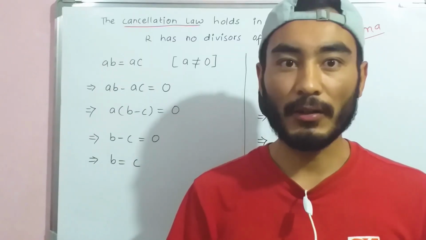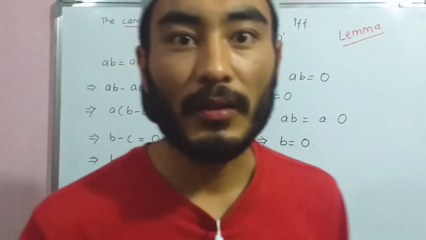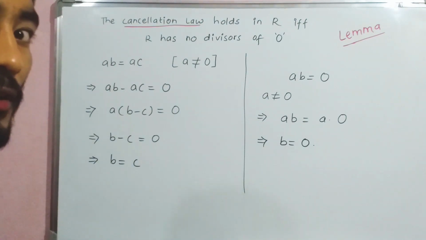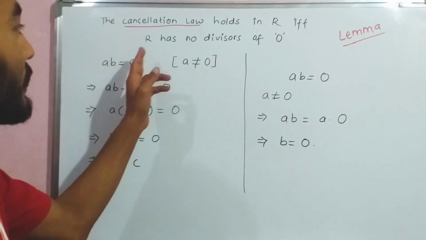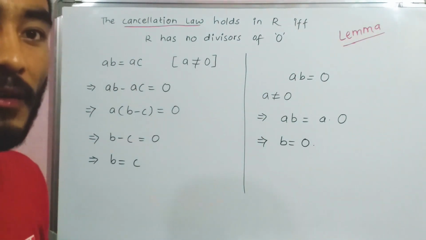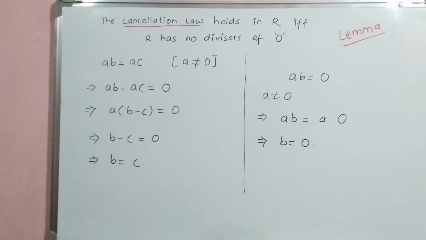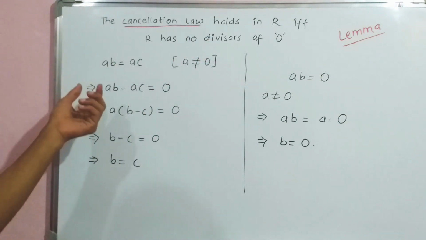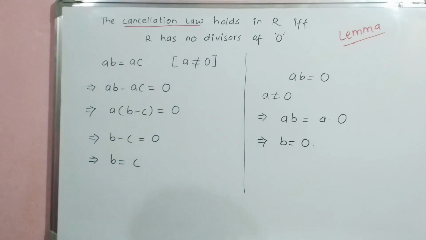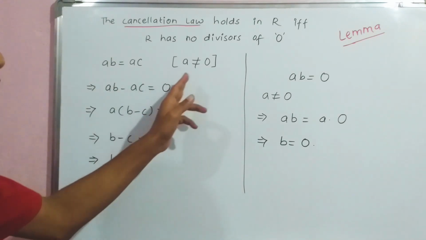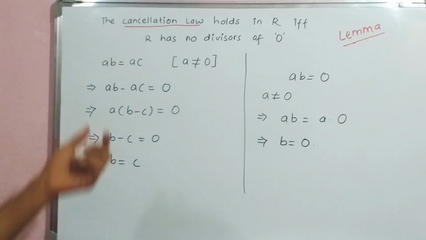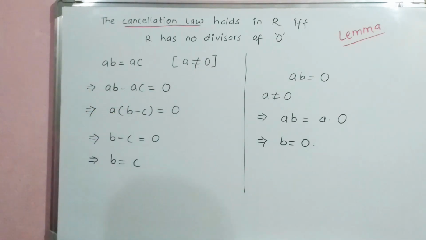Before we prove the second theorem, we have a lemma to discuss. The lemma states the cancellation law holds in R if and only if R has no divisors of 0. First we prove the cancellation law holds in R. For that, consider a, b and c to be any elements of R such that ab equals ac. To prove the cancellation law, we must have a not equal to 0. Then we have ab minus ac equals 0.